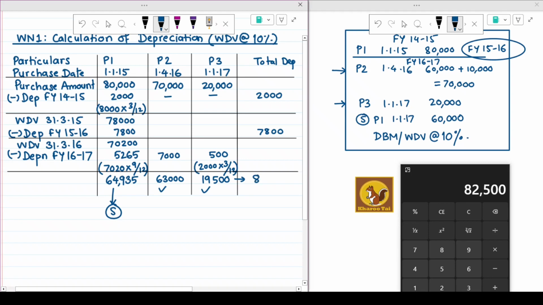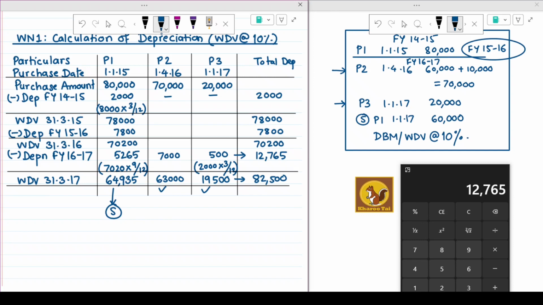Total is 82,500. Depreciation amount, we will calculate, we will do the total of all the 3 assets. 5265 plus 7,000 plus 500. As this entire amount will go in profit and loss account, we need this total. And the other WDV total 78,000, and this is 70,200. And this is WDV as on 31/3/17. So our depreciation calculation is done, and we have got the WDV as on date of sale.